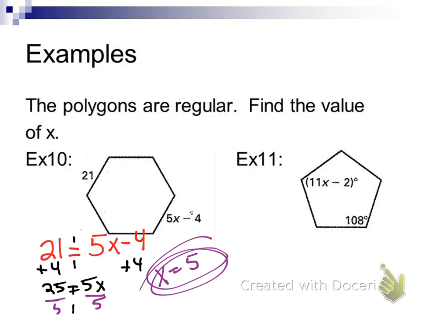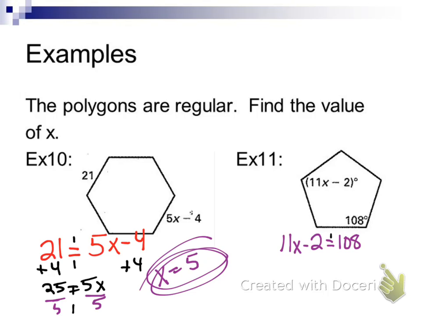Number 11, we're only given information about the angles. What's so special about the angles? The angles are... Oh, it's convex, yeah. But we don't need to know that for this one. We just need to know that the angles are the same. Very good. The same in math class means equal. So I'm going to set these equal to one another, and then I'm going to solve.